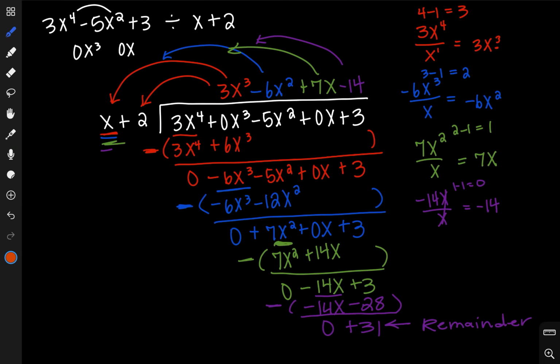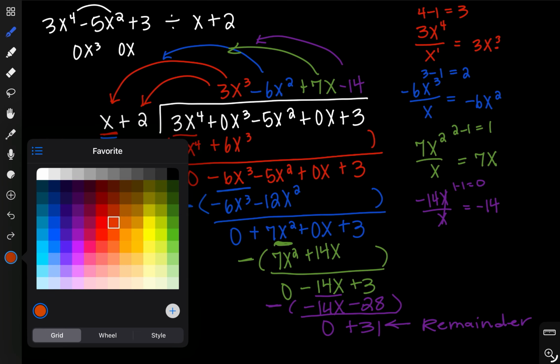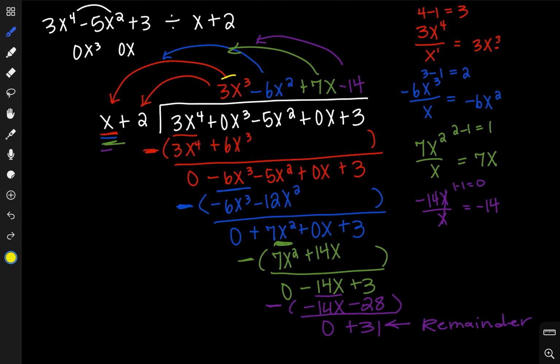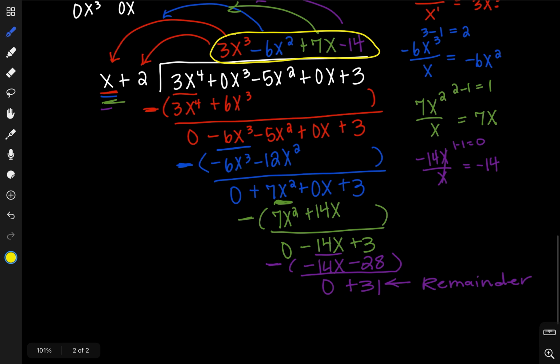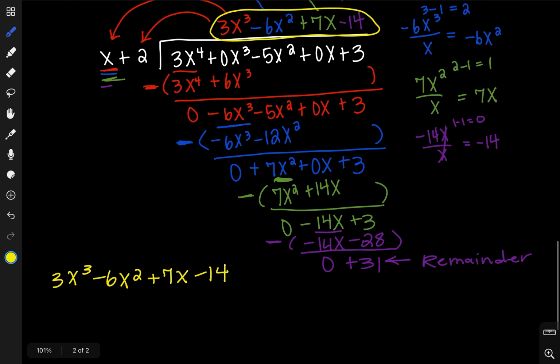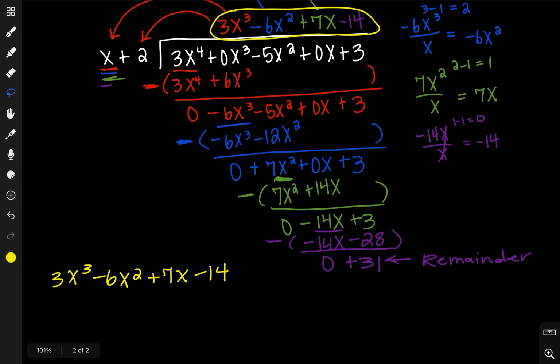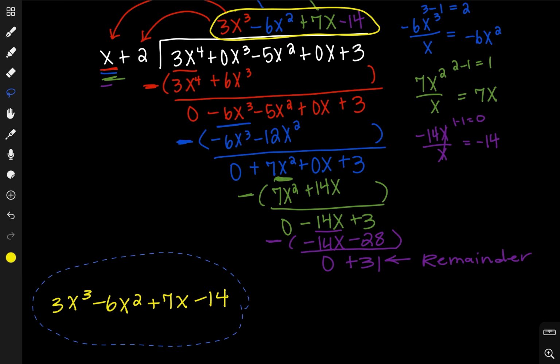okay, so the answer always starts with this term. The answer always starts with the term that you get up here. So the answer is going to be 3x to the third minus 6x squared plus 7x minus 14. And yeah, I don't think I'm fitting this. Hold on. This down.